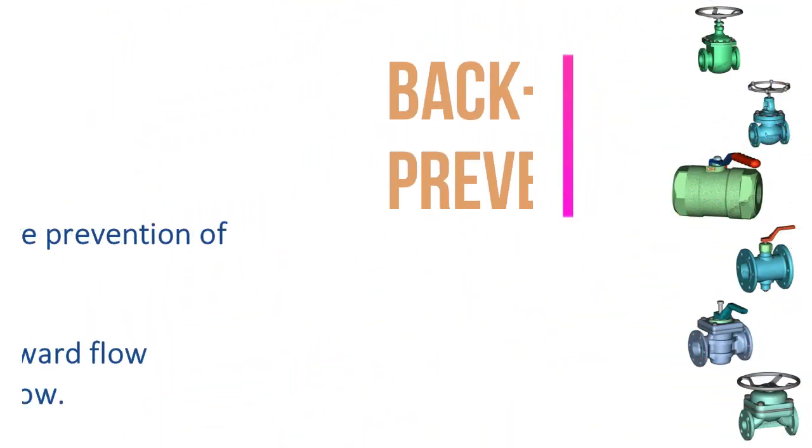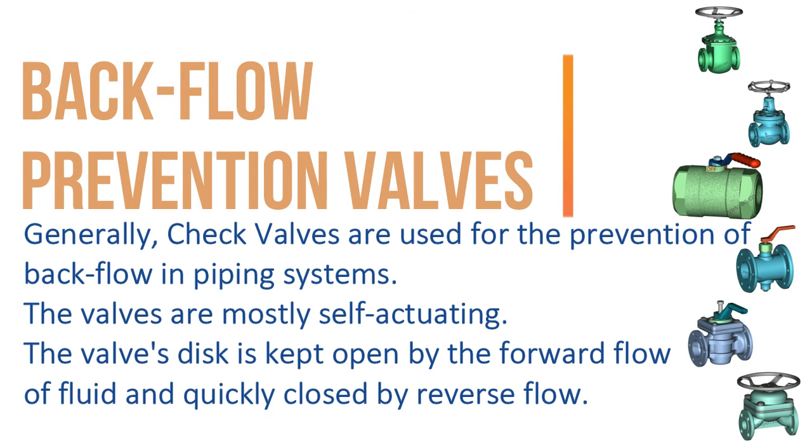Backflow prevention valves. In general, check valves are used for the prevention of backflow in piping systems. The valves are mostly self-actuating. The valve's disc is kept open by the forward flow of fluid and quickly closed by reverse flow.